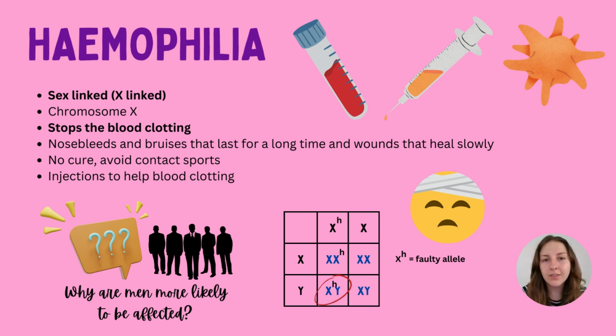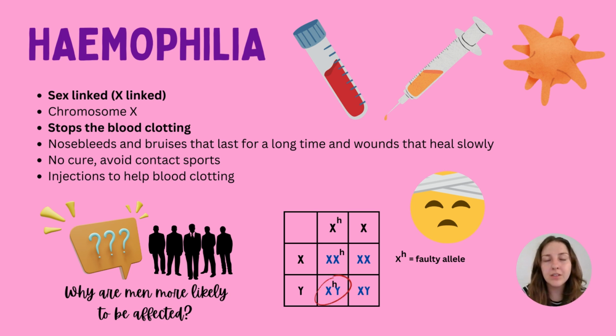Which of course can be really dangerous, harmful and fatal, especially if there's internal bleeding and things like that. So someone who has this condition has to be really mindful and careful and manage it throughout their life, because unfortunately there's no cure. There are treatments, however, and someone can inject themselves with clotting factors to help the blood clot, but often things like contact sports are avoided to prevent things like unnecessary injuries that can lead to complications.